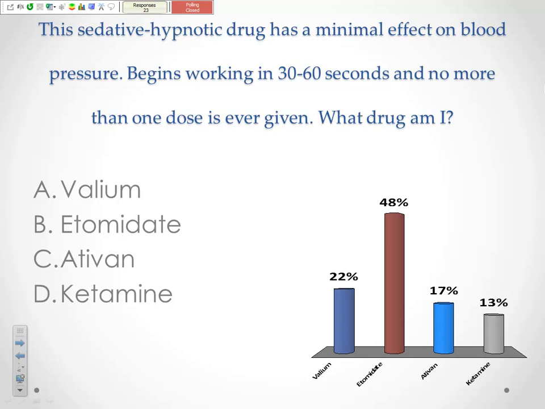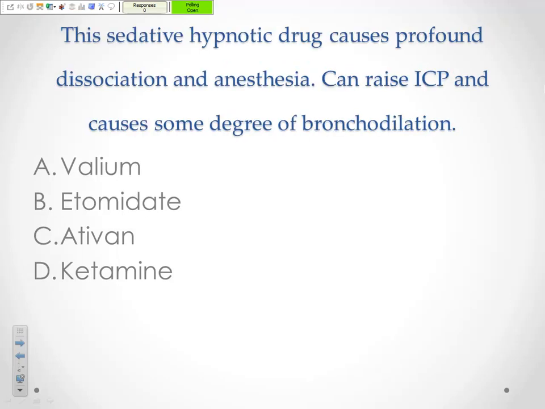This sedative hypnotic drug causes profound disassociation and anesthesia. It can also increase their intracranial pressure and causes some degree of bronchodilation. What drug am I? Also can be a precursor for RSI. We actually just talked about it. It's just kind of funny. I forgot to put this slide in here, too.